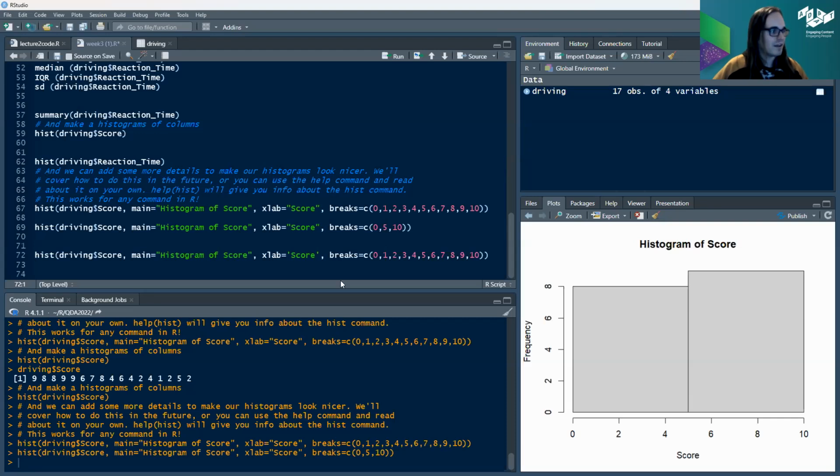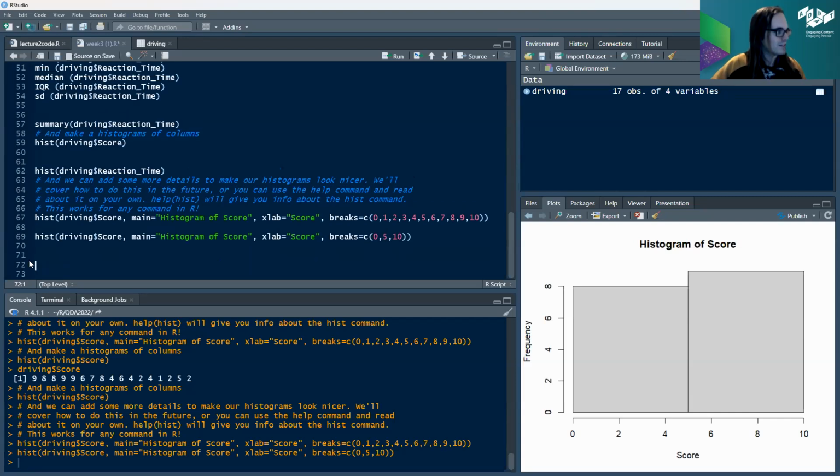That could be interesting to me. Sorry, someone asked, how are the two histograms different when the command is similar? So that command hasn't been used yet. I'm comparing this histogram of driving score to this histogram of driving score with all of these specifications. So the differences are the titles, but also the breaks. And now I'm comparing this as well.